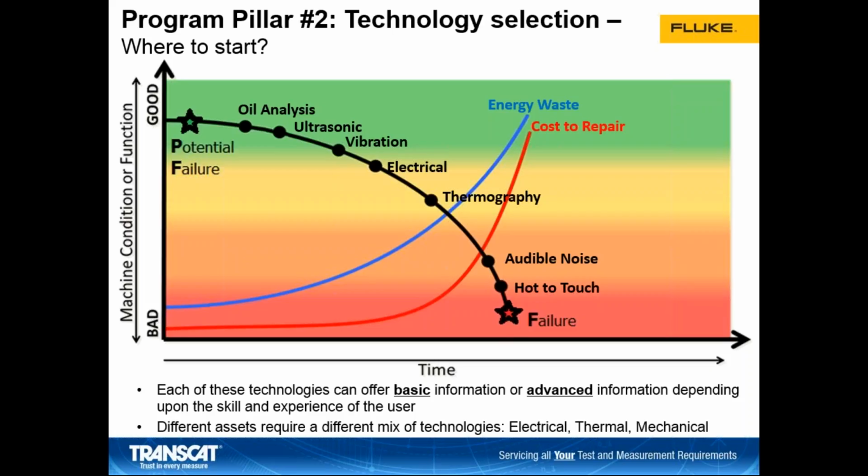So this curve is called the potential failure curve. There's a lot of different technologies, but what I want to point out here is that when a machine first starts to fail, we can use different types of technologies, vibration, electrical, thermography, to try to find our fault before a machine fails. If we let a machine go until it's noisy or it's hot to the touch, which is what a lot of people do, the problem is the damage is already done. The cost to repair has increased exponentially. The energy waste has increased exponentially.